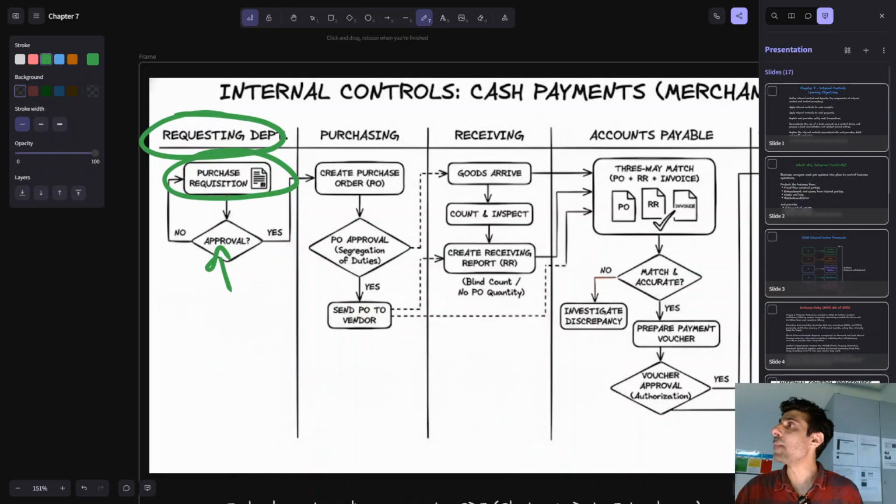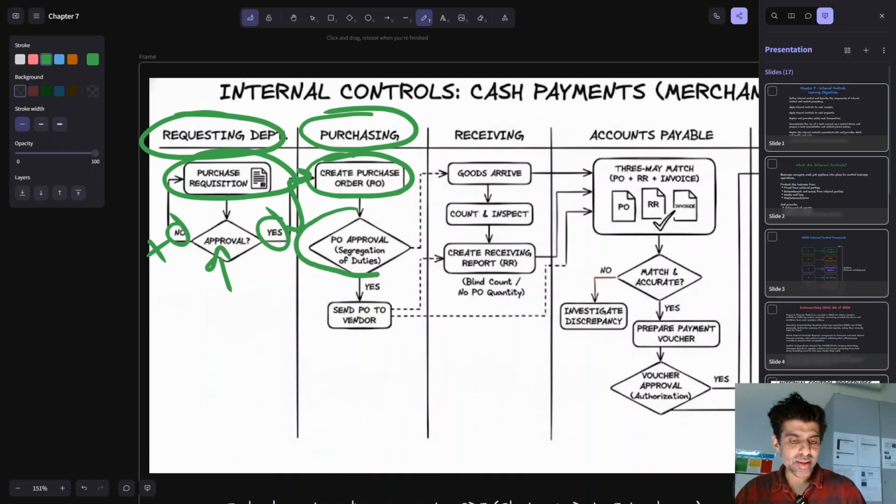This is going to be some manager, some person in management who's been designated to decide what the budget is, what is the proper allocation of resources of the company. They're going to either say no, in which case this purchase request dies, or yes. If yes, it goes to the next one. So now we have approval. Purchasing is now going to create a purchase order. This purchase order is going to get approved. If it's yes, approved.